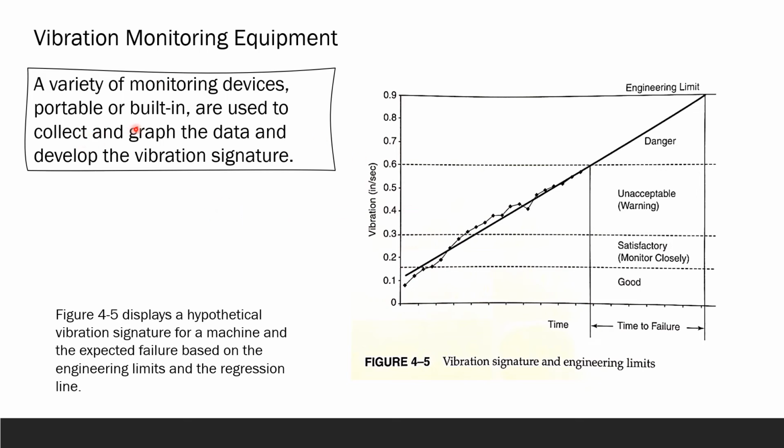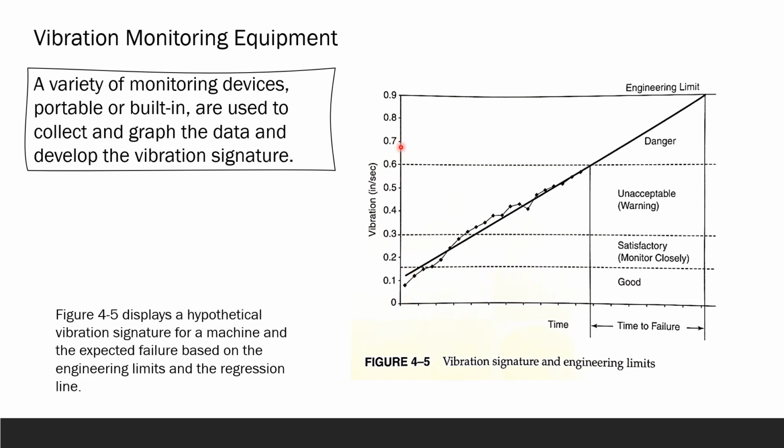We have portable or built-in monitoring devices, and then we collect and graph the data. These are the data points that we get from your monitoring device, and we will develop this graph. We call it a vibration signature. And here is your engineering limit, meaning you cannot go over that for this equipment.